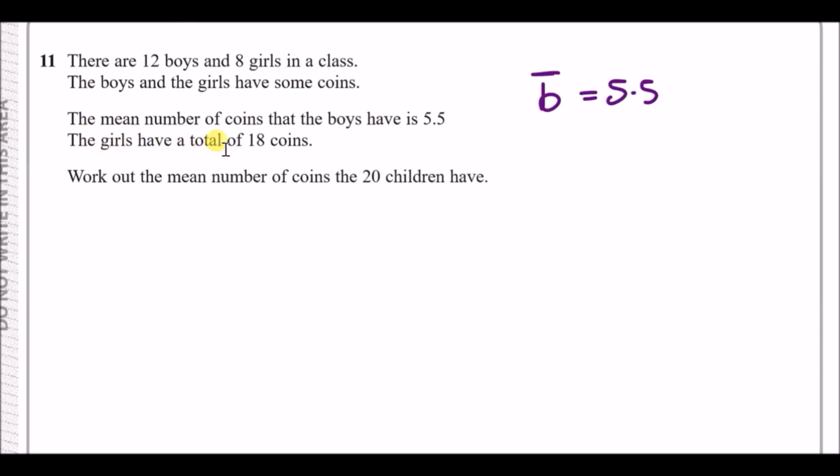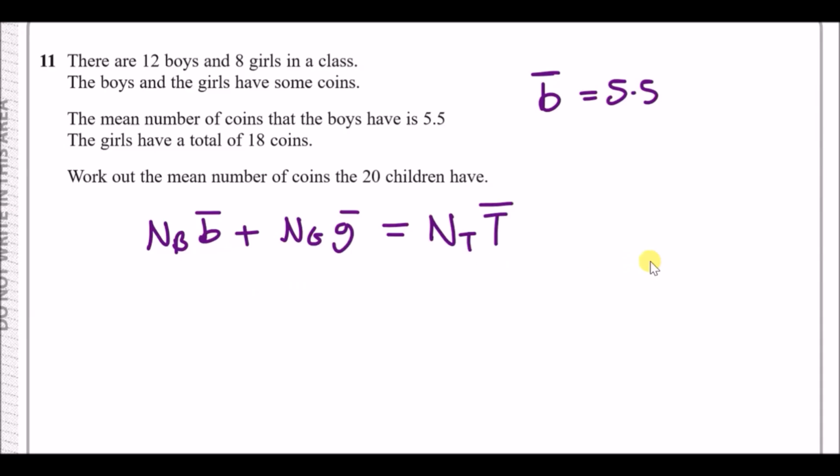Now, the girls have a total of 18 coins. Notice that they never say the mean here. Work out the mean number of coins that the 20 children, i.e. all the boys and girls, have. Okay, so this is one of those examples of a weighted mean equation. Now there's a nice way to represent this. We usually say that firstly, let's work with the boys, the number of boys times the mean, plus the number of girls times its mean, must equal the total number of students times the mean of the total number of students. So this kind of formula overall explains this entire equation. This is literally the weighted mean equation.